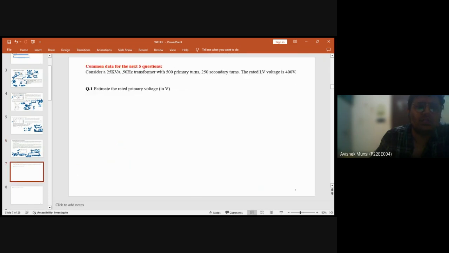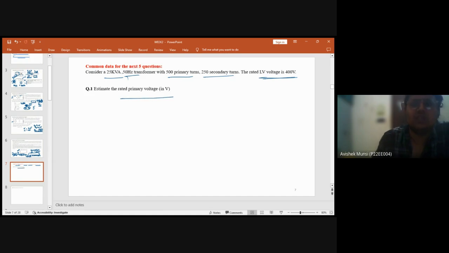So this is the first problem, for which we have data like a transformer of 50 hertz with 500 turns primary and 250 turns secondary. And it has a 25 kVA rating. The rated LV voltage is 400 volt. Okay, so you have to calculate the rated primary voltage.